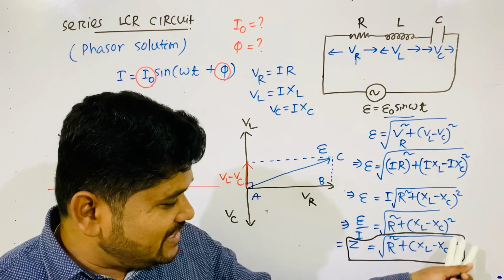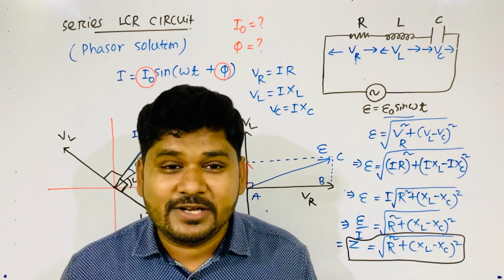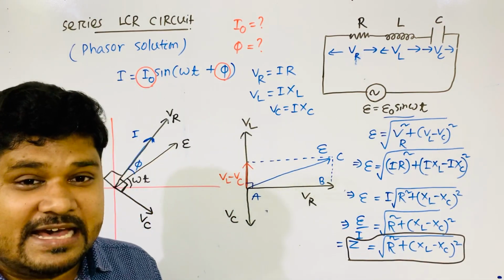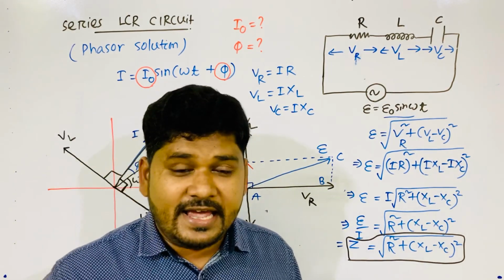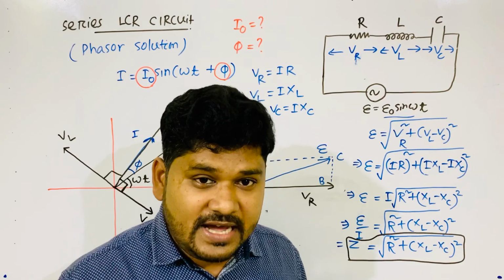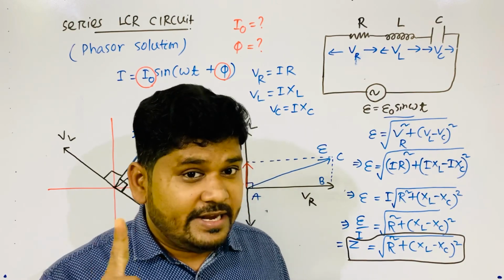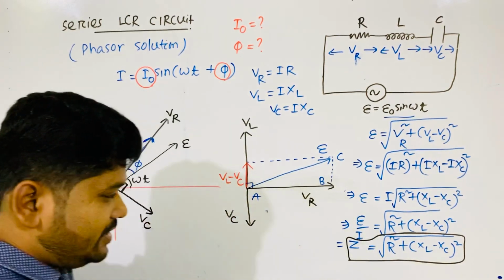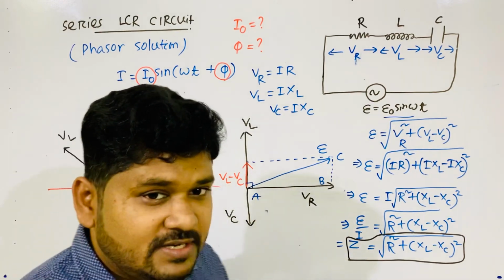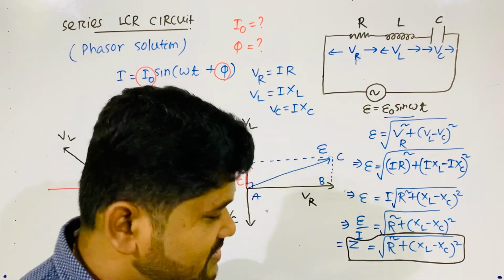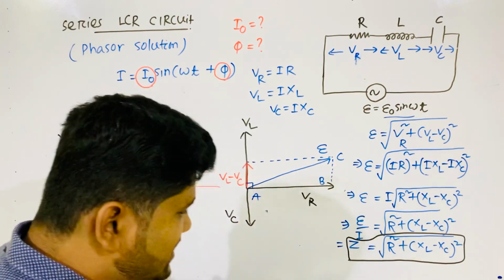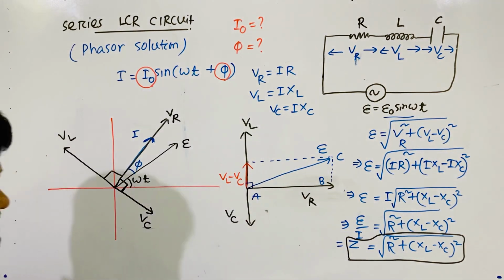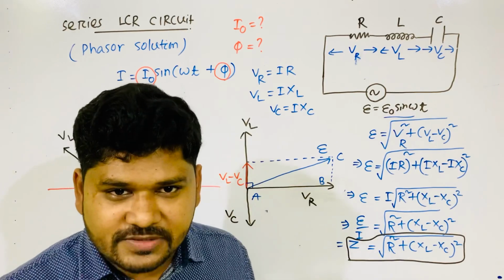You'll use this formula while calculating the net opposition in one LCR circuit. Z is the square root of R square plus XL minus XC whole square. Remember this one. Okay, you have to mug up this formula to go to the numericals. So this is the net opposition.